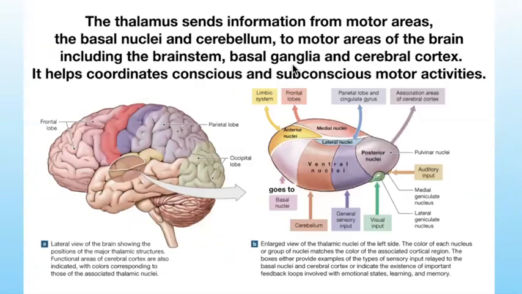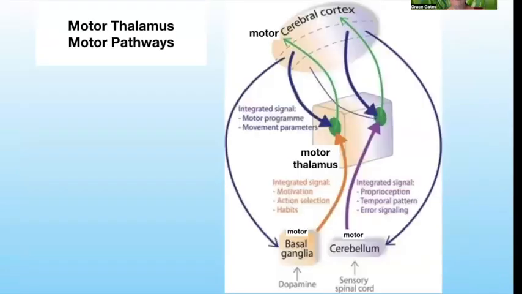The thalamus sends information from motor areas, like the basal ganglia and cerebellum, to motor areas of the brain, including the brainstem, basal ganglia, and cerebral cortex. It helps coordinate conscious and subconscious motor activities. So, although famous as a sensory processing area, it does have motor functions. And here's a picture showing how complex the motor functions are.